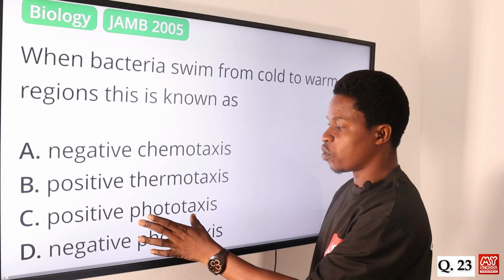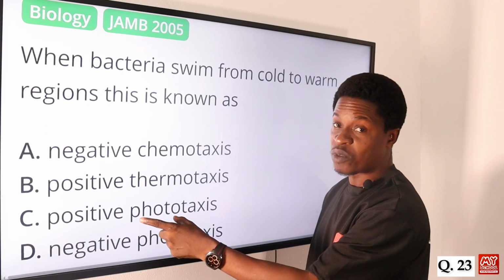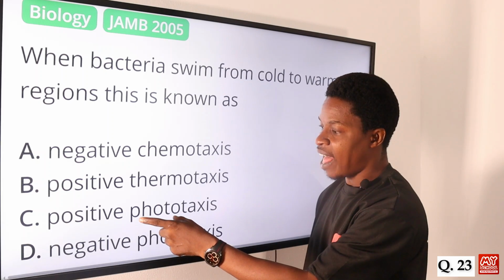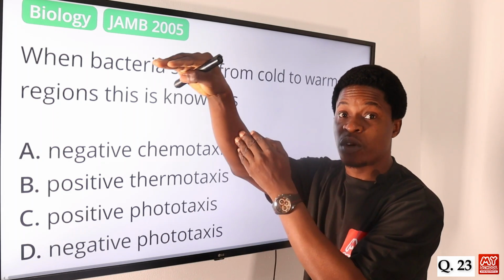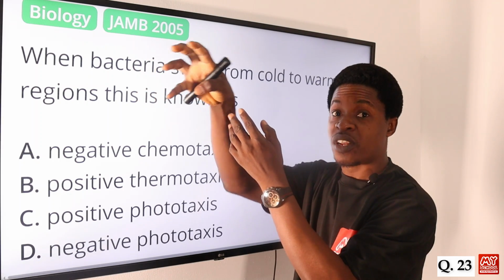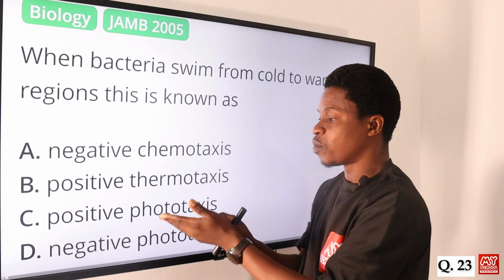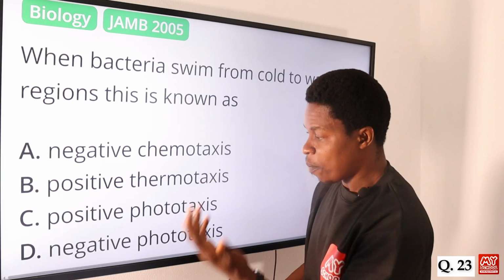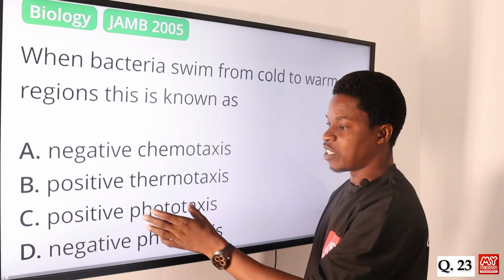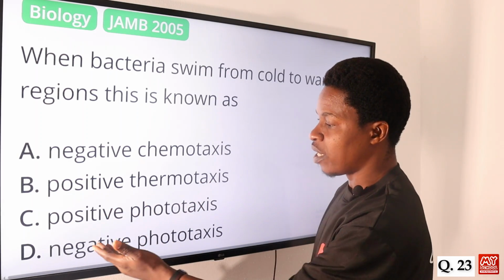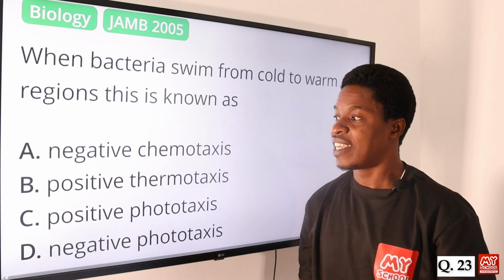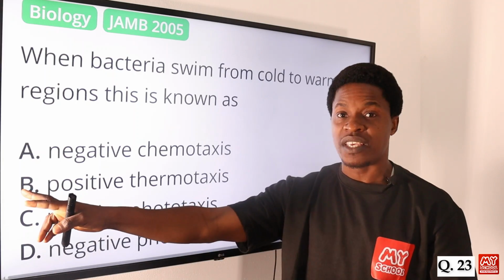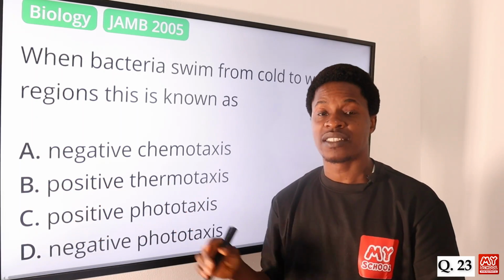Then we have positive phototaxis. Of course, photo has to do with what? With light. When there's light, they move towards the light, like some plants when they bend towards sunlight for photosynthesis. That is phototropism, while phototaxis is positive, and negative is when they are moving away. It becomes negative phototaxis. So the correct answer here is option B, positive chemotaxis.